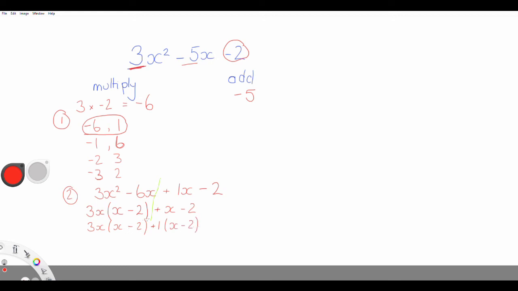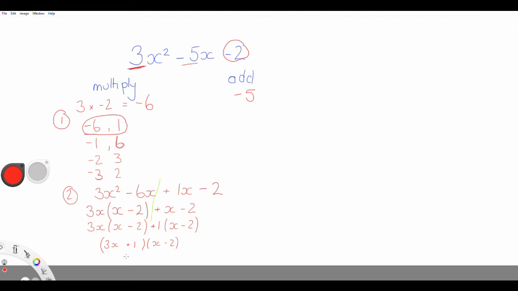So we now have a common factor here, x minus 2. And if you think about what that would times by here, we have 3x and we have a plus 1. So we can put that in our other bracket. So there we are. That's taking a quadratic, 3x squared minus 5x minus 2, and factorising it into two brackets using the inspection method.